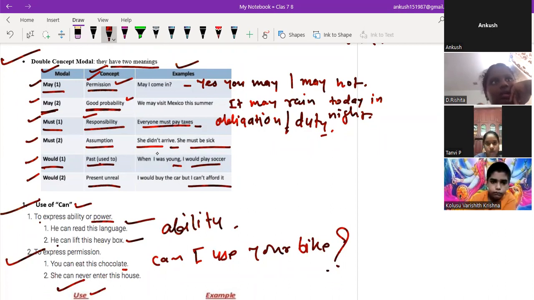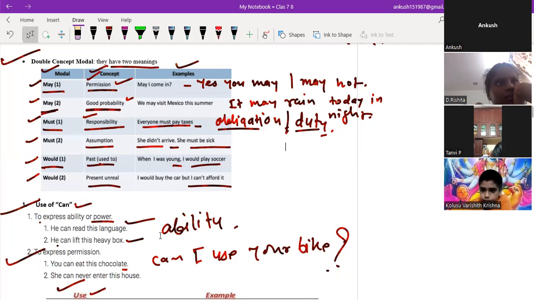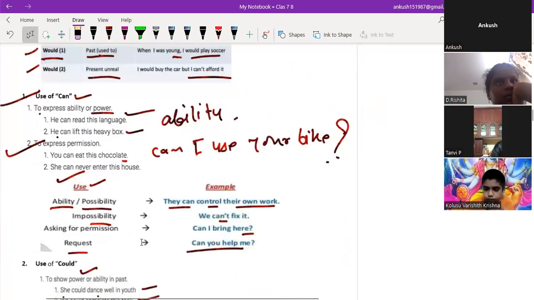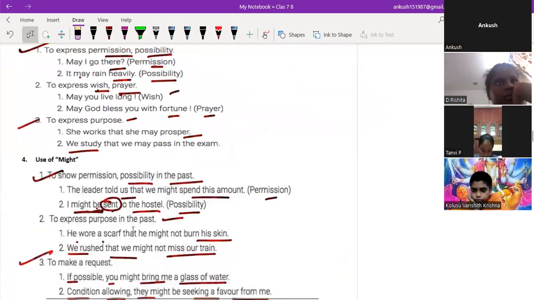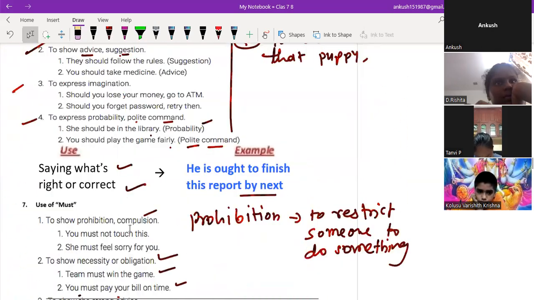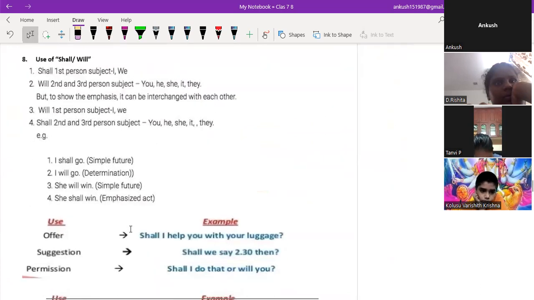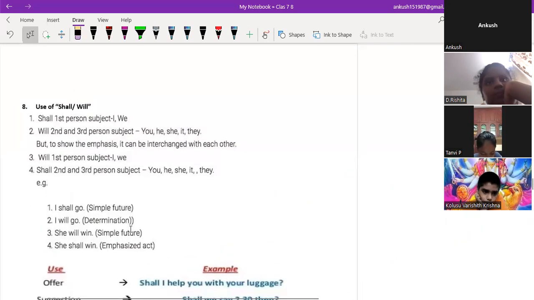This responsibility, I told you, is also called obligation. It is called duty as well. Got it? Okay, I hope you have got the meanings of all. Now let us understand what was left over there. We had left there with the use of shall and will.